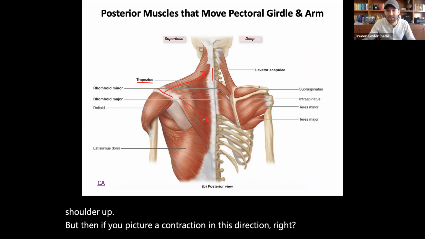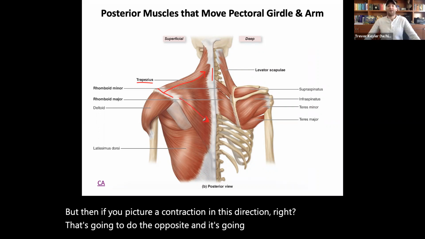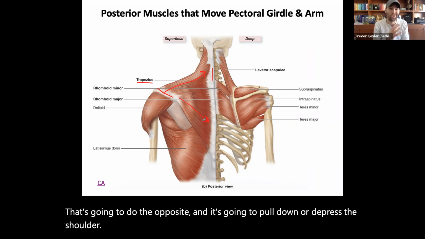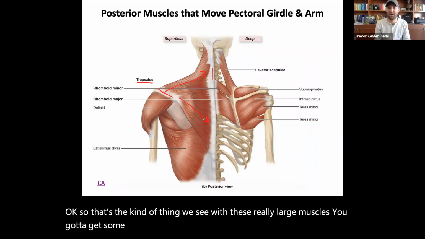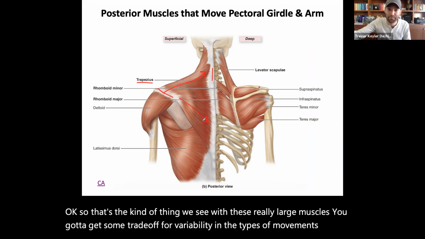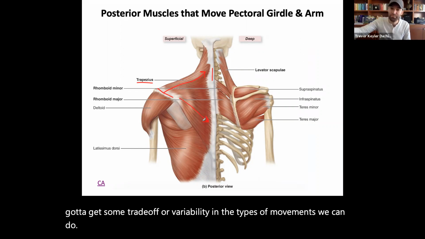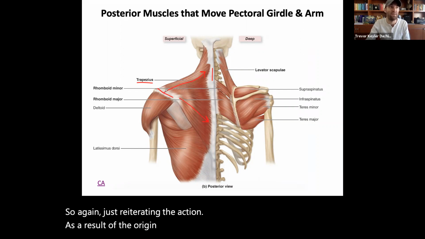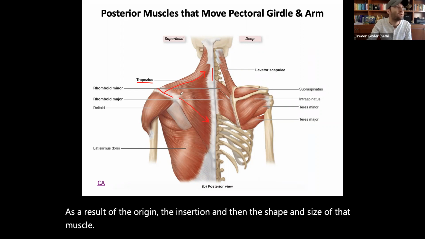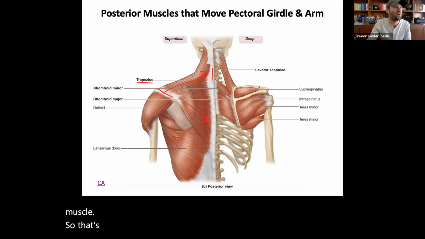That's going to do the opposite, and it's going to pull down or depress the shoulder, okay? So that's the kind of thing we see with these really large muscles. You get some trade-off or variability in the types of movements we can do. So again, just reiterating, the action is a result of the origin, the insertion, and then the shape and size of that muscle. So that takes up a lot of our superficial there because it's such a large muscle.